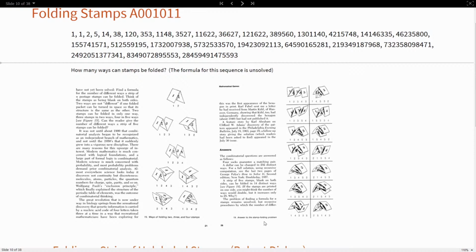The cover of the original book for OEIS has these stamp representations on the cover of the book. The generating formula for this is still unsolved. This is the last term that's known. So this is another open sequence.